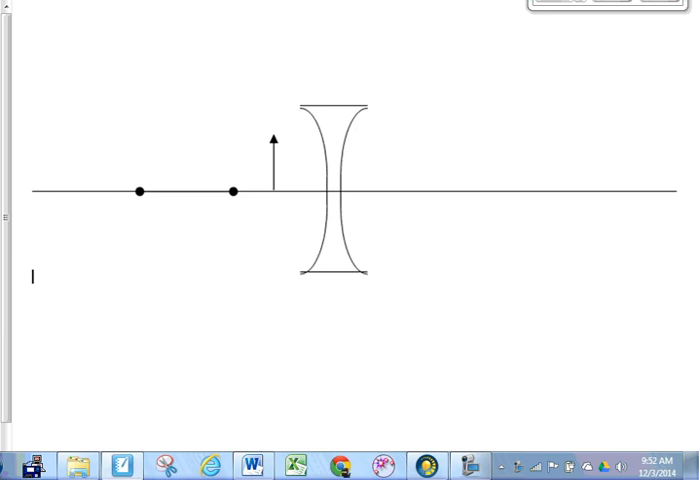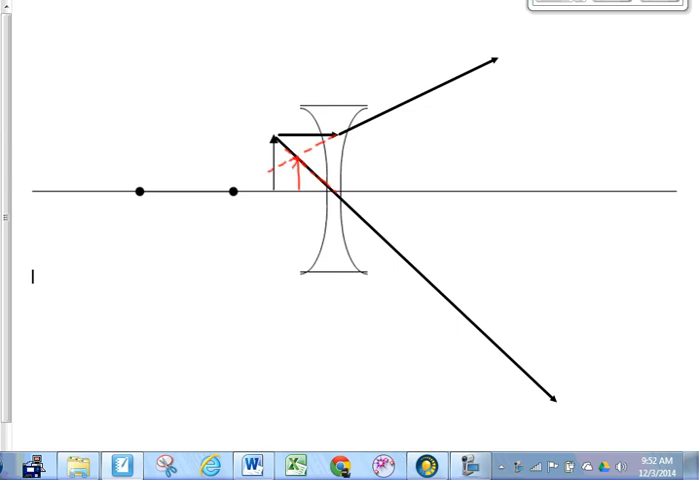First ray goes parallel to the principal axis, then it refracts up away from the focal point. The second one goes down through the optical center. Let's extend both of these. This one gets extended back like this. This one gets extended back like this. The image formed is going to be right here where the two rays intersect.